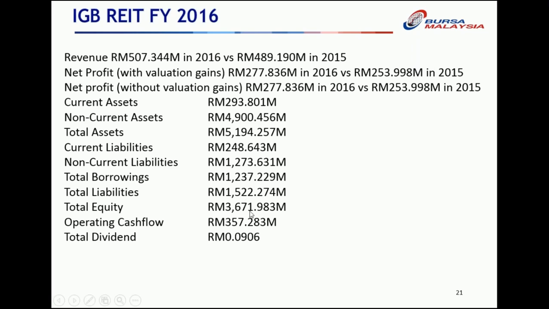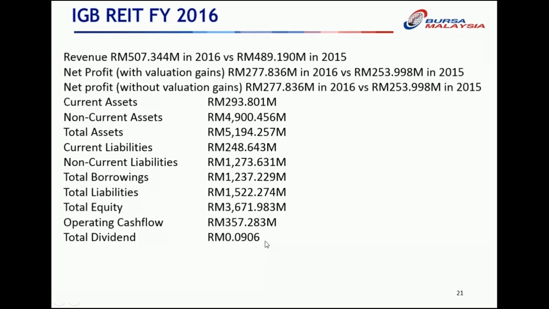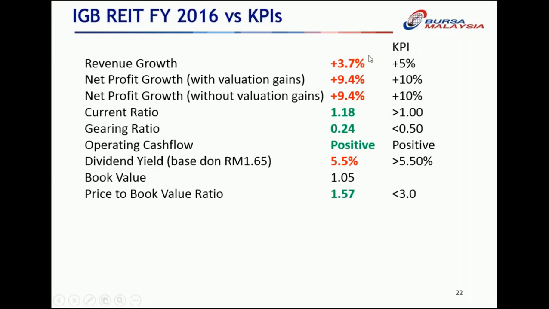Total liabilities is 1.5 billion. Total equity is 3.6 billion. Operating cash flow is 357, and total dividend yield is 9.06 cents. So you see revenue growth, although it fell short of the 5%, it was higher versus Exit Rate at 3.7%.